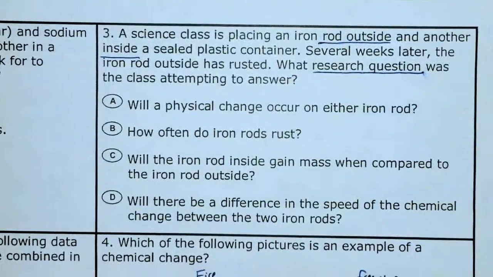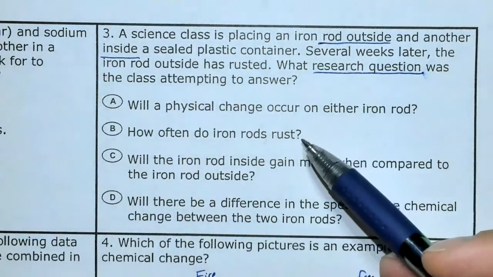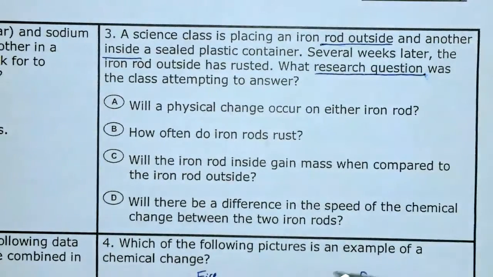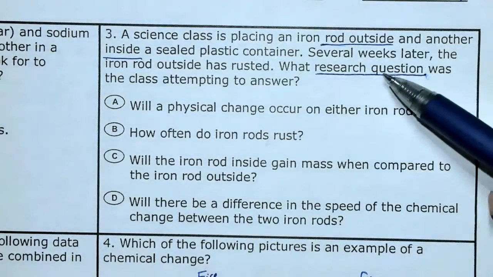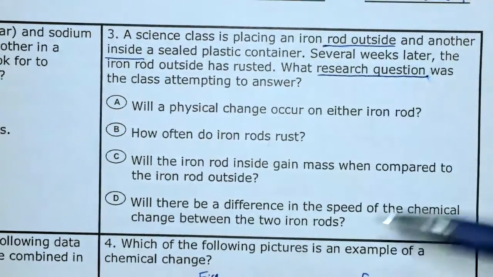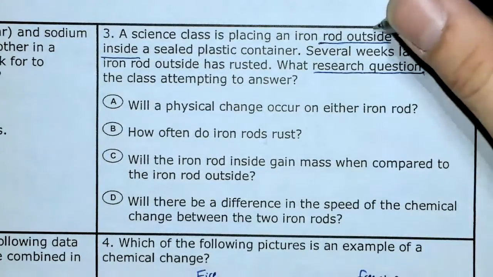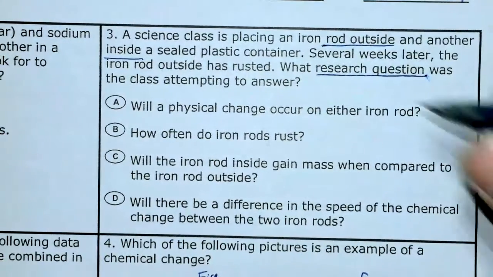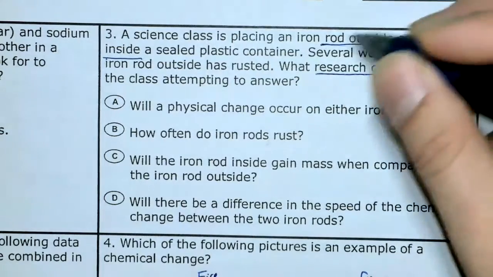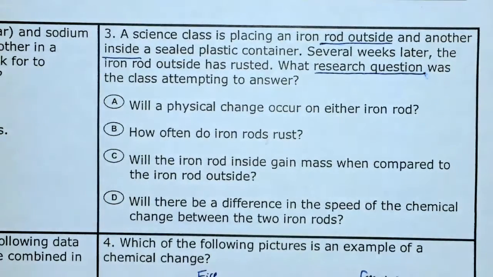All right, number 3. A science class places a rod outside, and they place a rod inside in a sealed container. Then several weeks later, they go outside and they see that the rod has rusted. What research question was the class attempting to answer? So we have a rod outside and a rod inside. What type of research question do you think the class was trying to answer with this experiment?